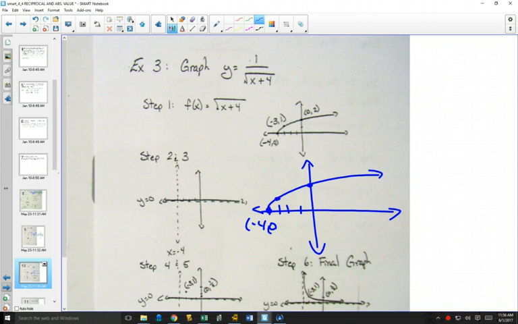So if you moved all of your original points 4 to the left, you would get negative 4 comma 0, negative 3 comma 1, 0 comma 2. What would be the next nice point? Something comma 3. 5 comma 3. Perfect.